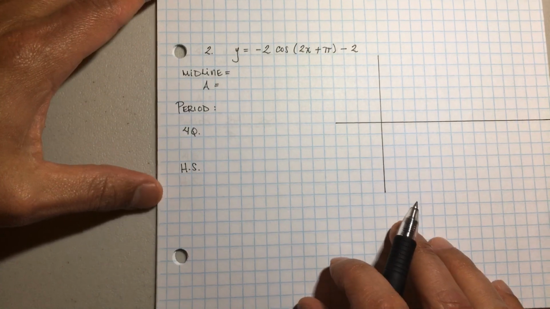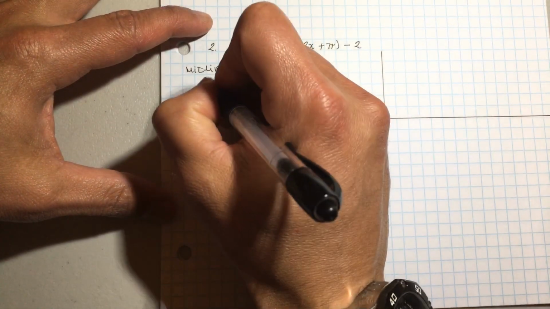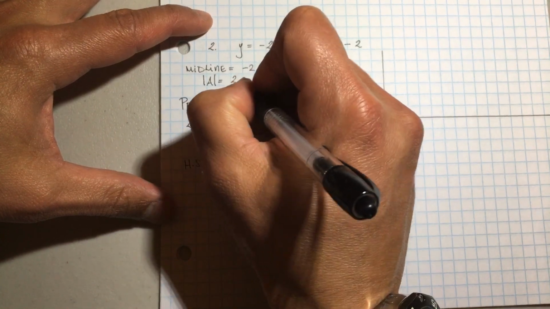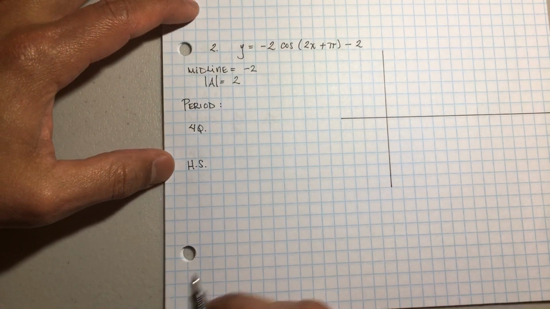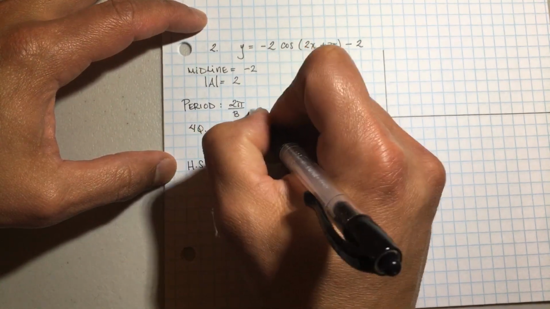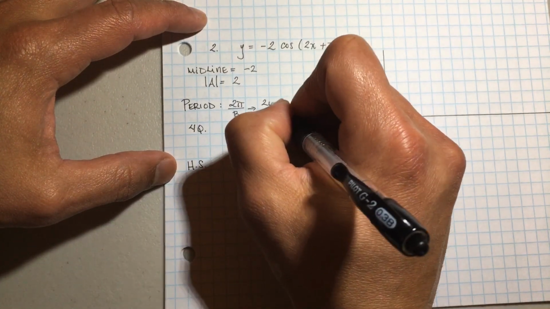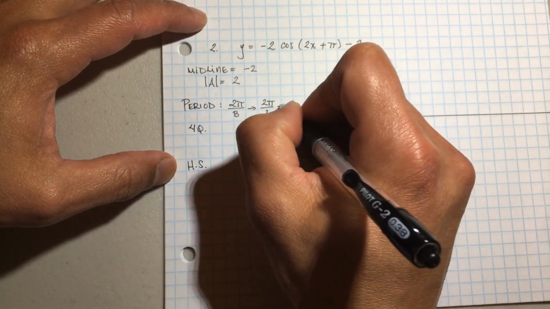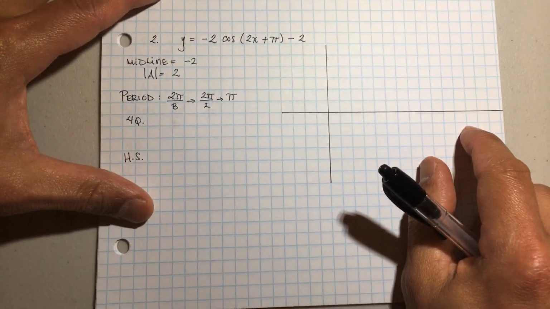Same thing with this guy. What's our midline? -2. What's my amplitude? The absolute value would actually be 2, because that's how much we're going up and down. What's my period? My period is 2 pi divided by whatever value is in front of that x. What's in front of the x? It's a 2, so we take 2 pi divided by 2. That's going to give me 1 pi. So by the time I get over here, I should be at 1 pi.